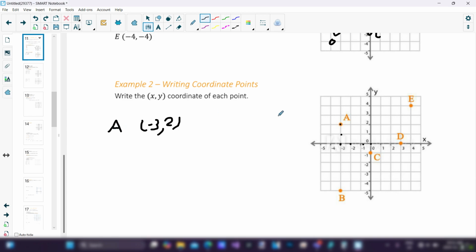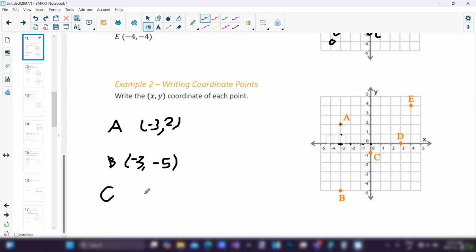I always like to start at the origin. So for point B, I got to go from here to there. So it looks like we're at negative 3 once again on the x-axis, and 1, 2, 3, 4, 5, negative 5, down 5 on the y-axis.